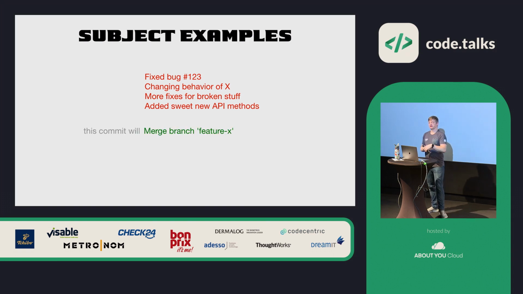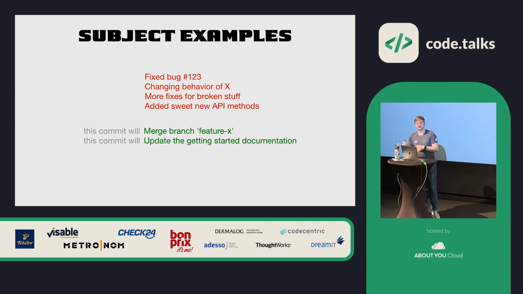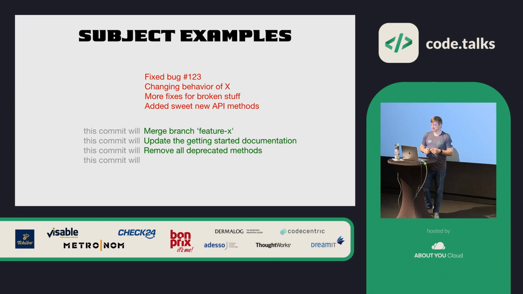This commit will merge branch feature X. This commit will update the getting started documentation. This commit will remove all deprecated methods. And this commit will prepare version 1.0.0.